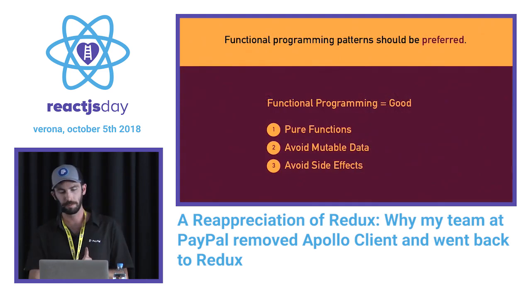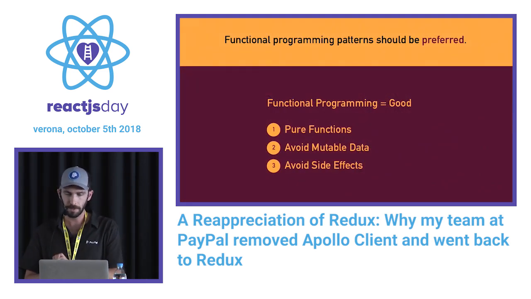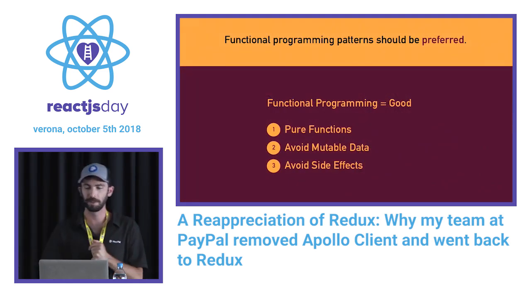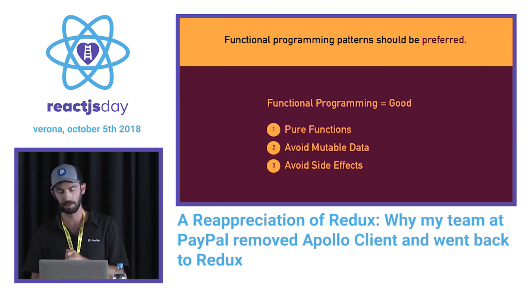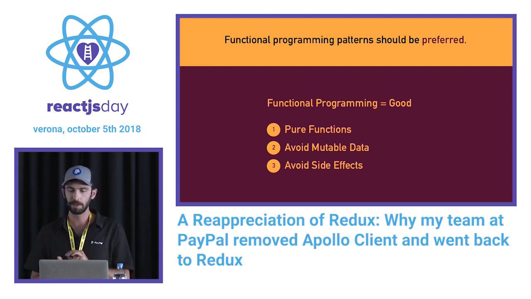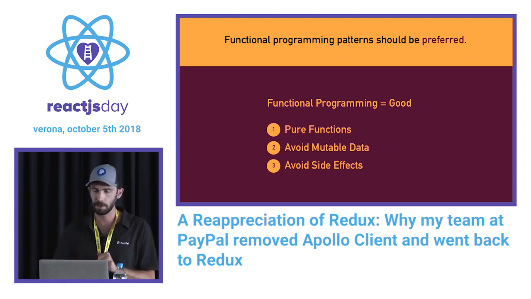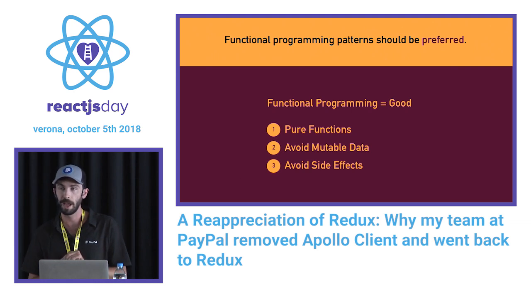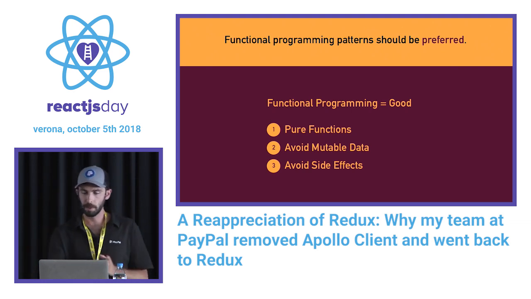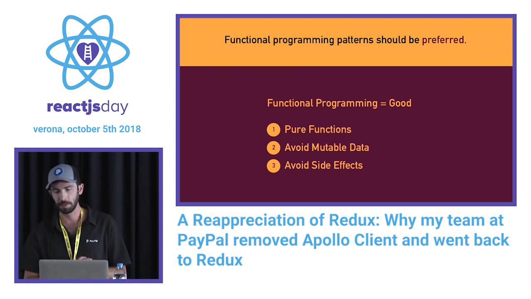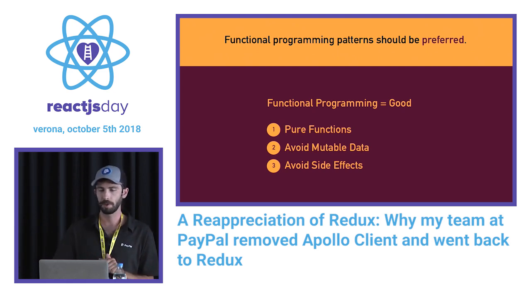So let's talk just a brief bit about functional programming. Functional programming is the process of building software by composing pure functions, avoiding mutable data, and avoiding side effects. Pure functions are functions which, given the same inputs, always return the same output and have no side effects. An immutable object is an object that can't be modified after it's created.